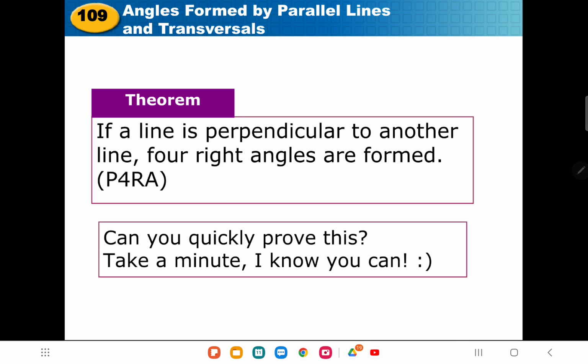Challenge to you, can you quickly prove this? Take a minute, pause the video. I know you can prove this. Remember to use vertical angles and linear pairs.